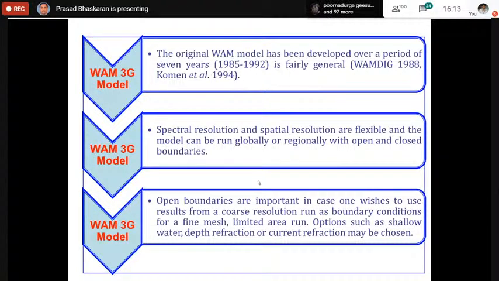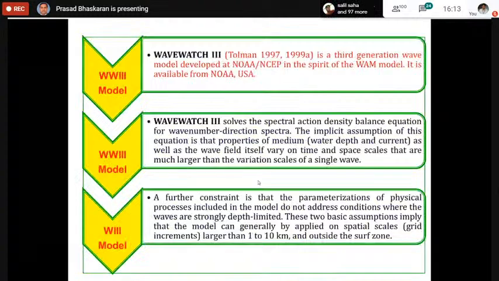Now today, if you see, these third generation models are run on a global scale. There are some websites from where you can get this data. If you go to the NCEP website, you can find the global forecast. If you go to ECMWF, the European Centre for Medium-Range Weather Forecasts, you can get the global wave forecast. So this wave information is dynamically updated with time, and this is coming from a third generation wave model.